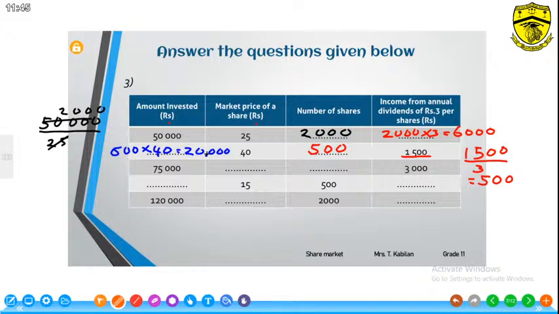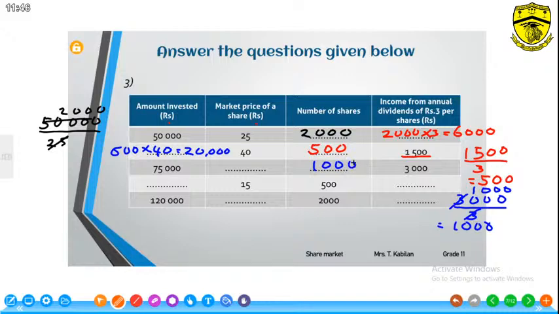Okay. The third question, third part. Here amount invested and the income are given. So we need to find the market price of a share and also the number of shares, right? First of all, I think we may find the number of shares easily from the income. So how do you find the number of shares from the income? Divide this income 3000 by dividend per share, you will obtain the number of shares, that is 3 into 3, one time, so that is 1000 is the number of shares.